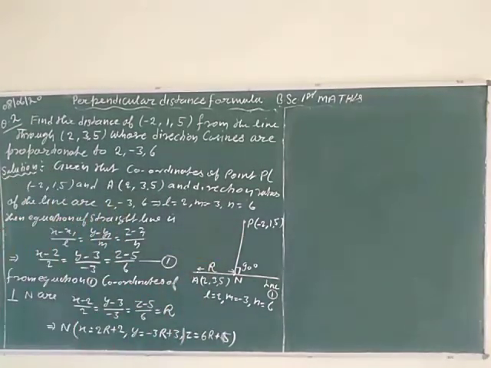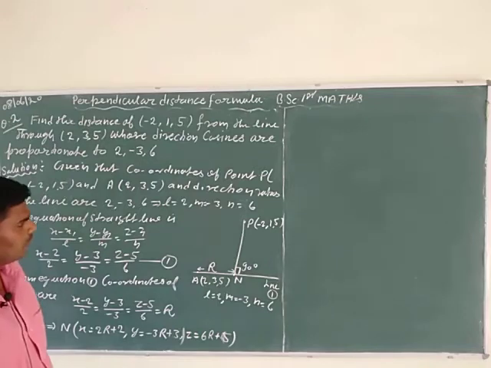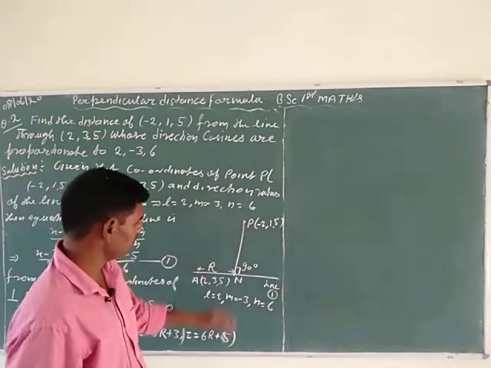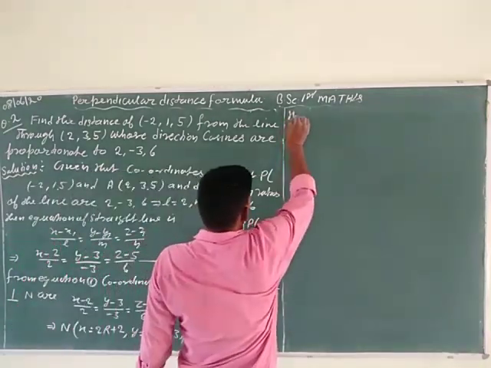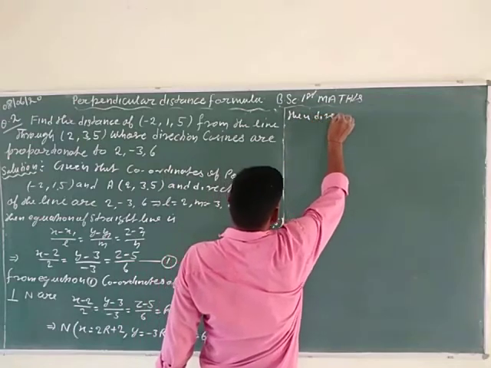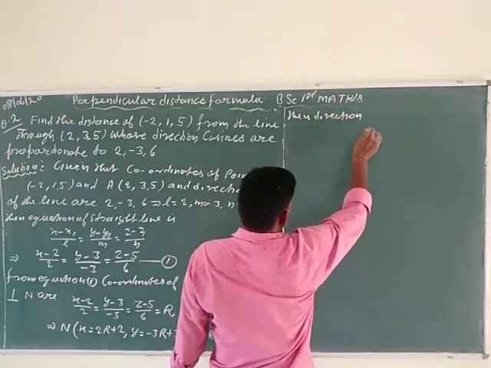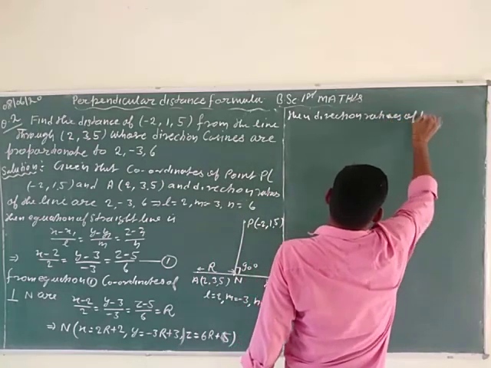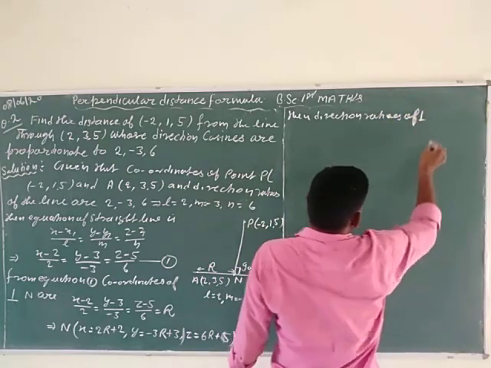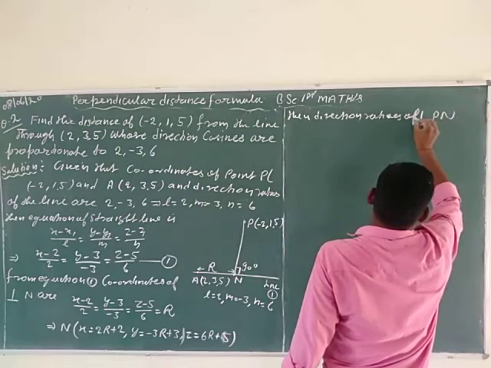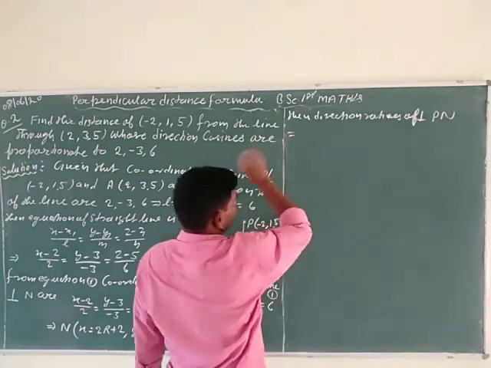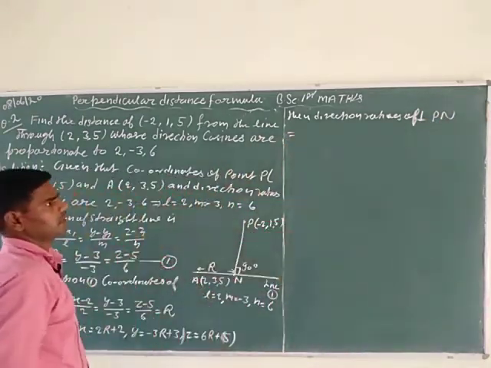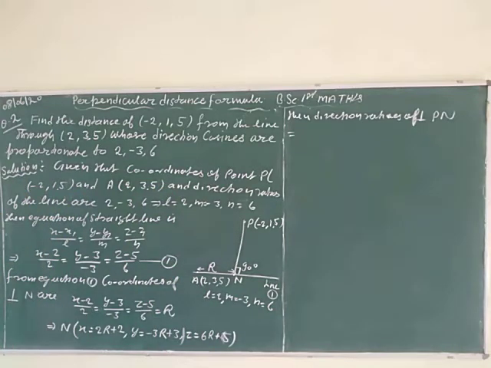According to the question, first calculate the direction ratios of the perpendicular line PN. Then the direction ratios of the perpendicular line PN are equal to, here write P first and after that write N. N is the foot of the perpendicular.